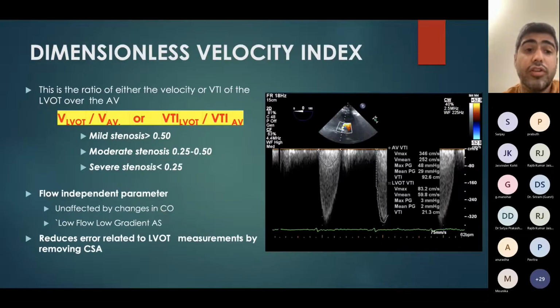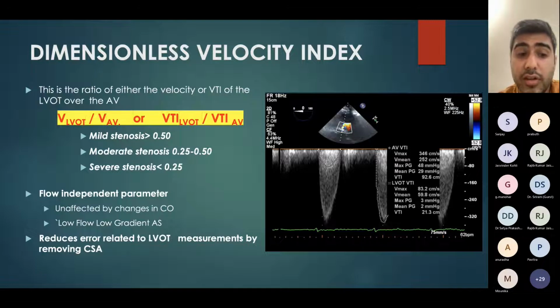The dimensionless velocity index is a ratio of the velocity time integral of the LVOT over the aortic valve, or the VTI of the LVOT divided by the VTI of the aortic valve. In cases of stenosis, if the dimensionless index is more than 0.5, it indicates mild stenosis, and less than 0.25 indicates severe stenosis.